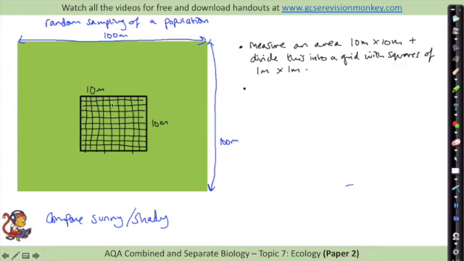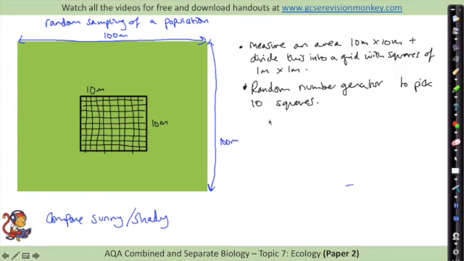Then still within that grid we can't sample all of the different squares within there. So what we need to do is use a random number generator, and we need to use that to pick, for example, 10 or 20 squares that we are going to sample. They'll ask you about this in the exam perhaps. The more squares you sample, the more reliable your results are going to be.